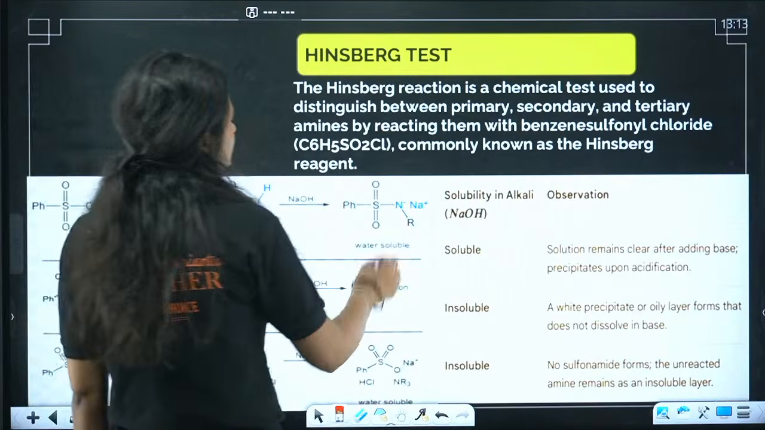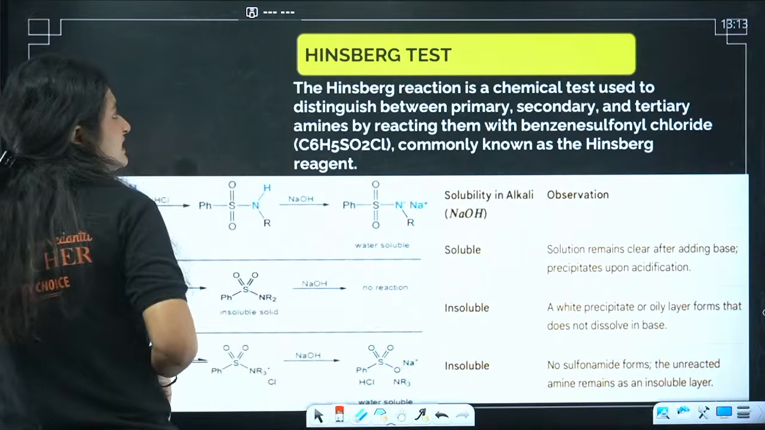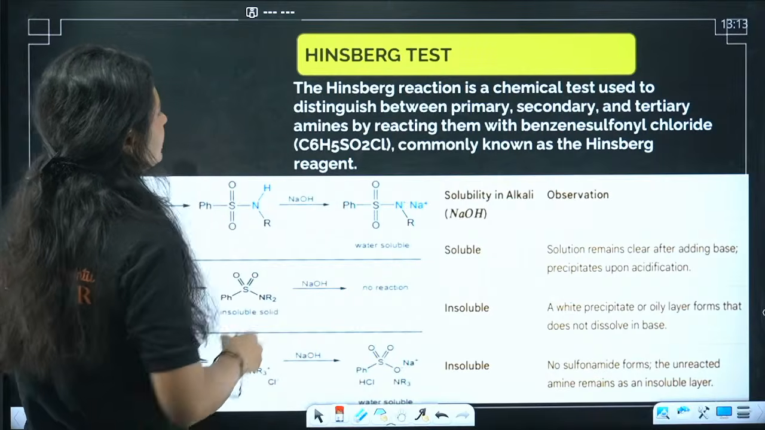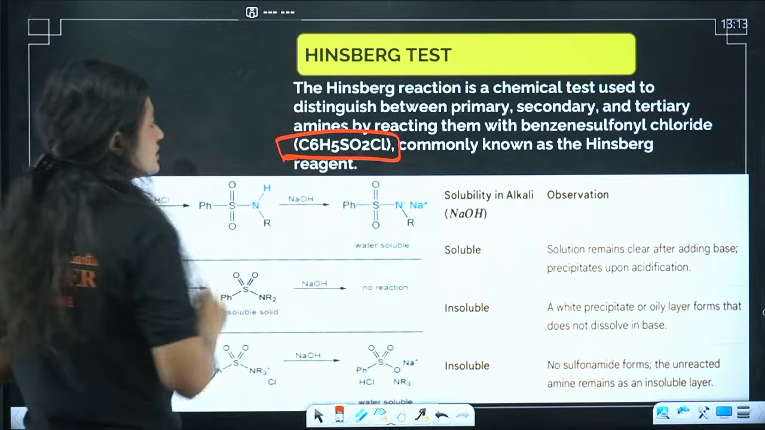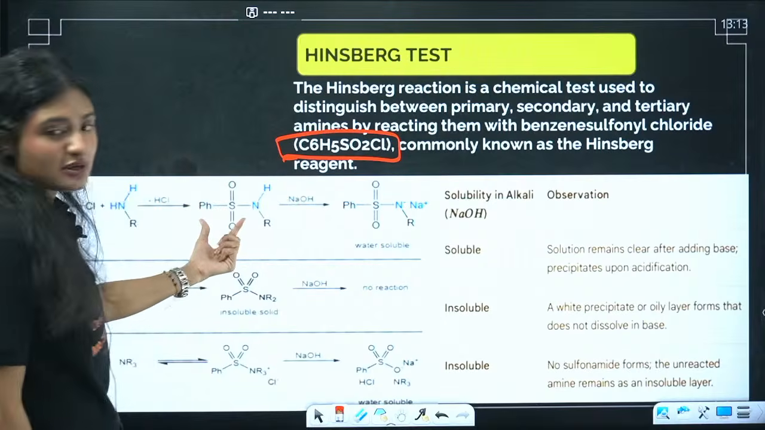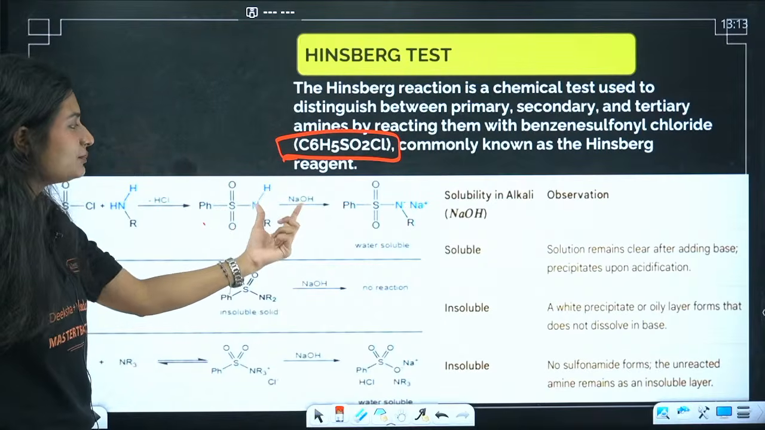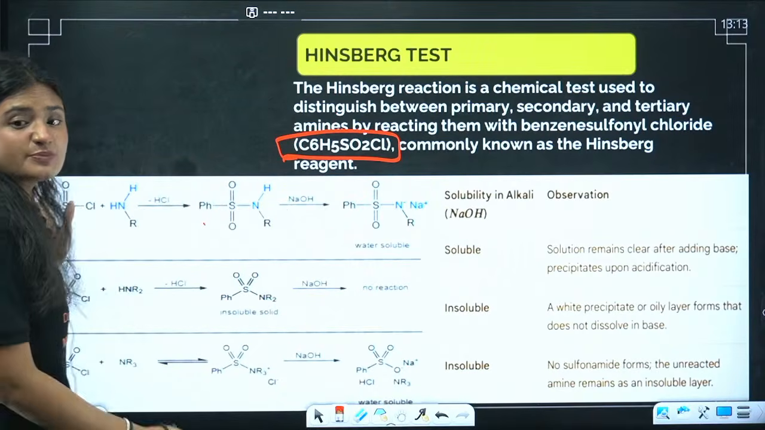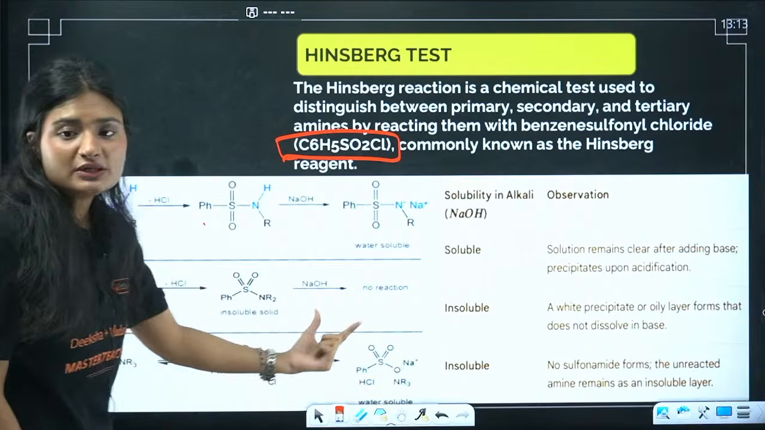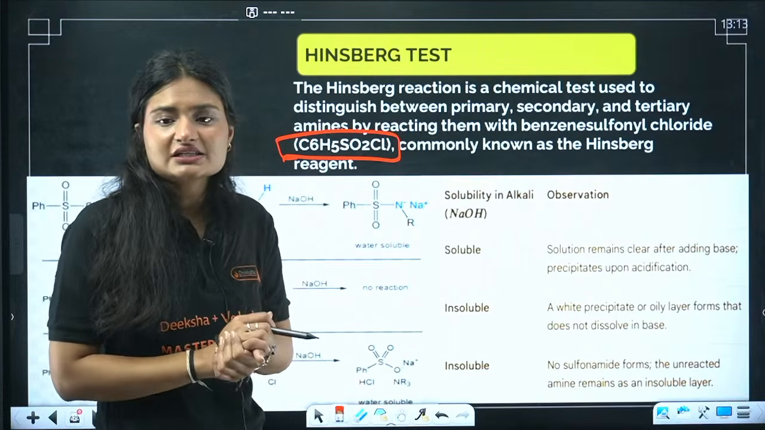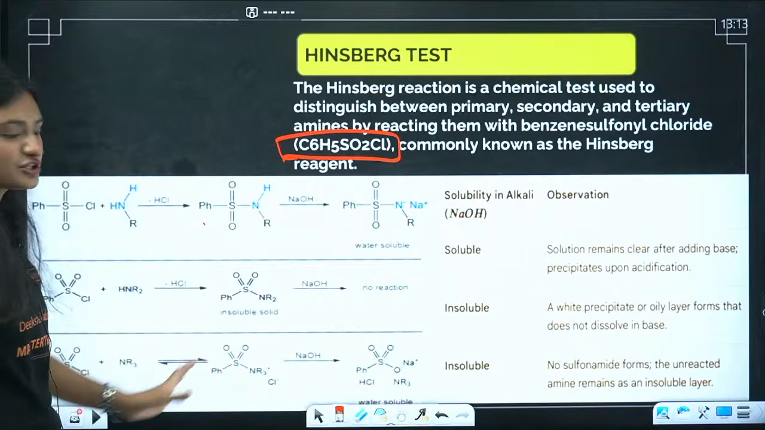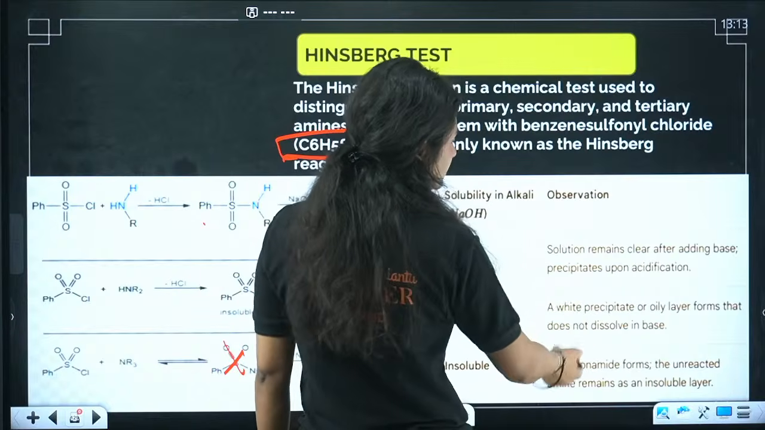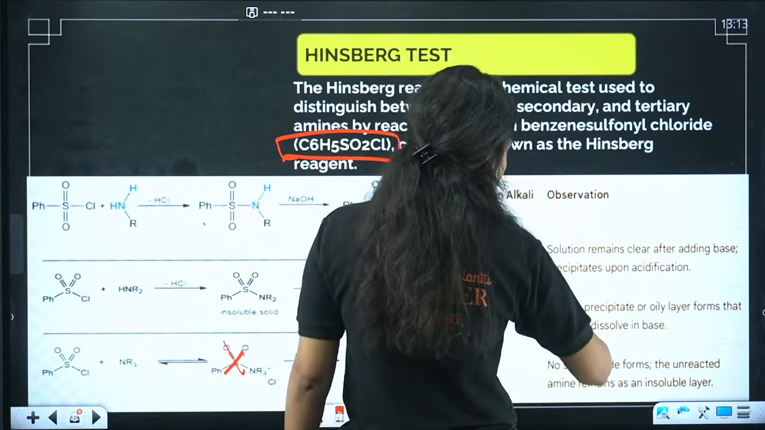Hinsberg test is done to differentiate between primary, secondary and tertiary amines. We treat them with benzene sulfonyl chloride, which is the reagent. If we treat a primary amine, we get this compound, and if we add alkali to it, it will be soluble in alkali. If it is insoluble, it is secondary. Tertiary amines will not even react in the first step. So in this case we get a clear solution, in this case a white precipitate, and in this case an unreacted layer.